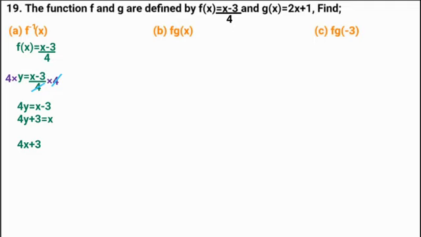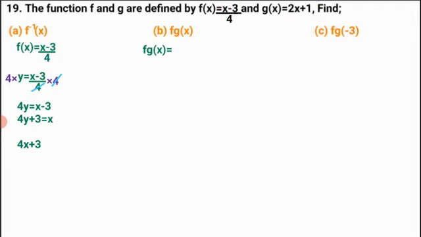Now we can go to question B, which is fgx. So we want to find the formula of fgx. So what we're going to do is write this, then where there is x, we're going to put in 2x plus 1. We're going to replace x by that which I've circled. The x I'm talking about is the one I've circled there. That's the x we're going to replace by 2x plus 1.